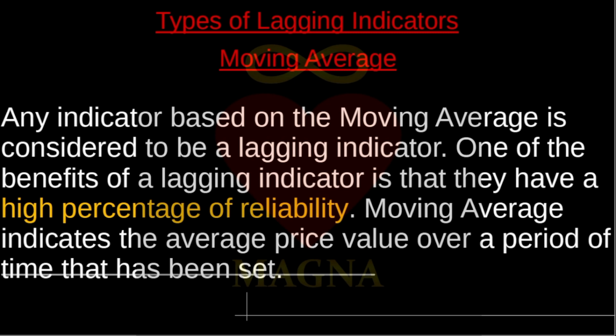Moving average indicates the average price value over a period of time that has been set. A period of time in the Forex market is indicated by the candlesticks. So you set how many candles should be calculated by the moving average before it reacts to price. You can set it to either 21 candlesticks, 8 candlesticks, 10 previous candlesticks, and so on.